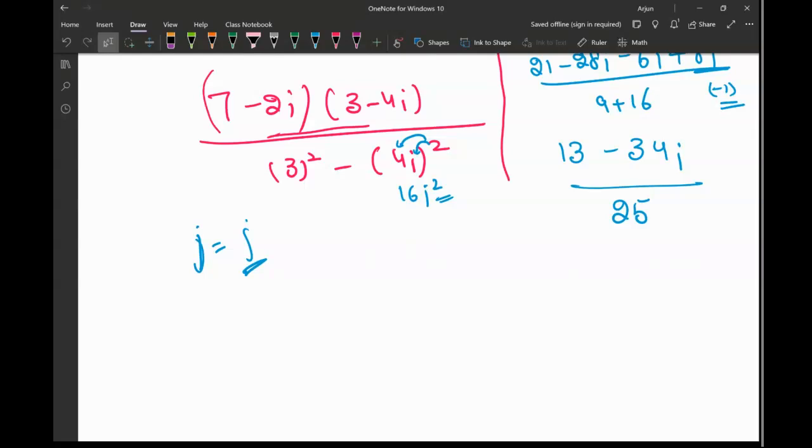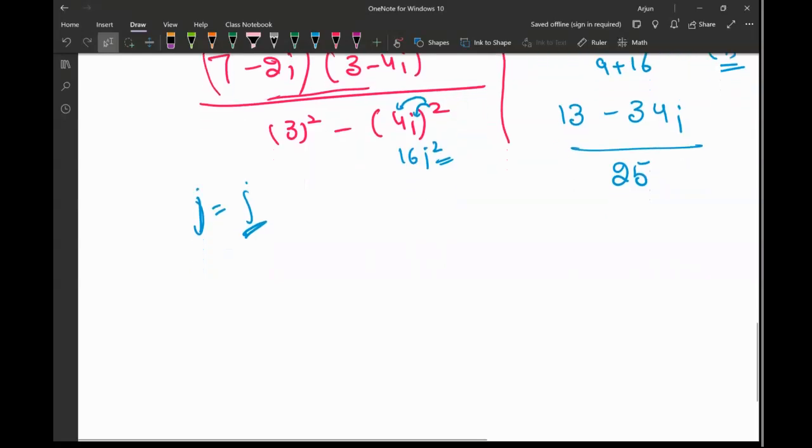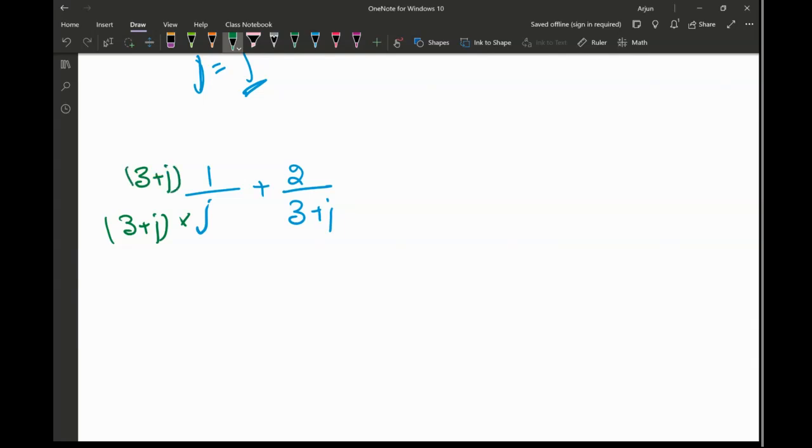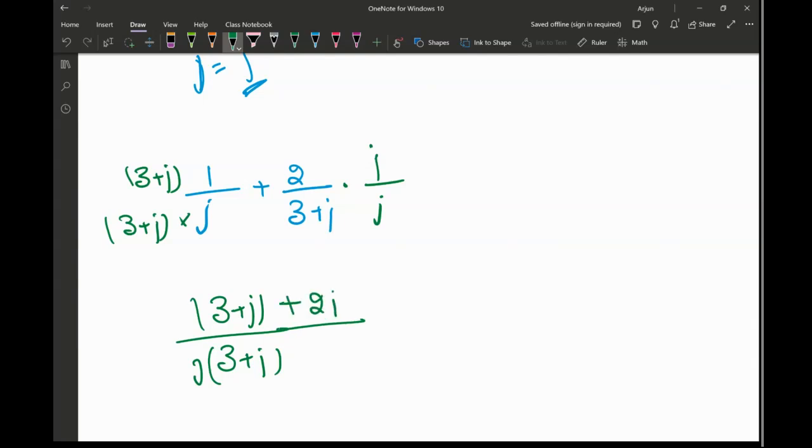All right, so now we're going to take a unique question in which we take the LCM for the complex numbers. So 1 upon j plus 2 upon 3 plus j. This is the question. How am I going to solve this? I will multiply this one with 3 plus j, and on top I have to multiply 3 plus j, and here I will multiply this with j, this with j.